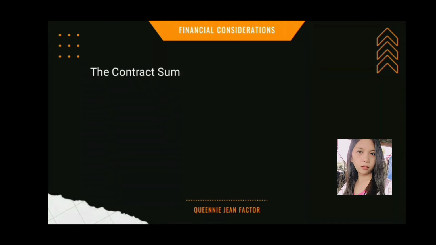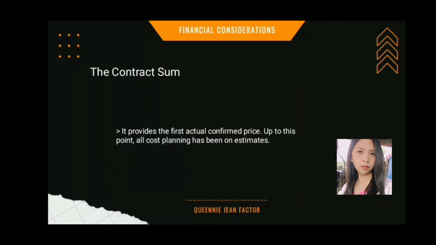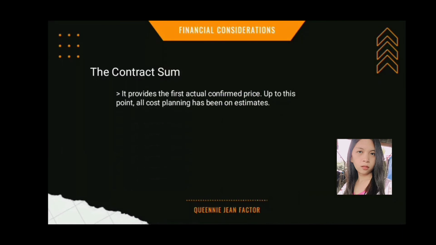The contract sum. It provides the first actual confirmed price. Up to this point, all cost planning has been on estimates. It is the agreed price of the contractor and entered into the contract. The agreed contract sum should be calculated and checked very carefully, as errors are deemed to have been accepted by both parties.